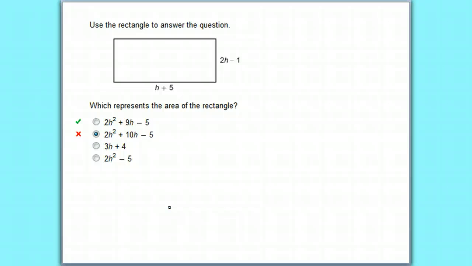Okay, so for this question, use the rectangle to answer the question, which represents the area of the triangle. So you know the area of a triangle is base times height. So we want to take the base of this triangle, which is h plus 5, and multiply it by the height, which is 2h minus 1.